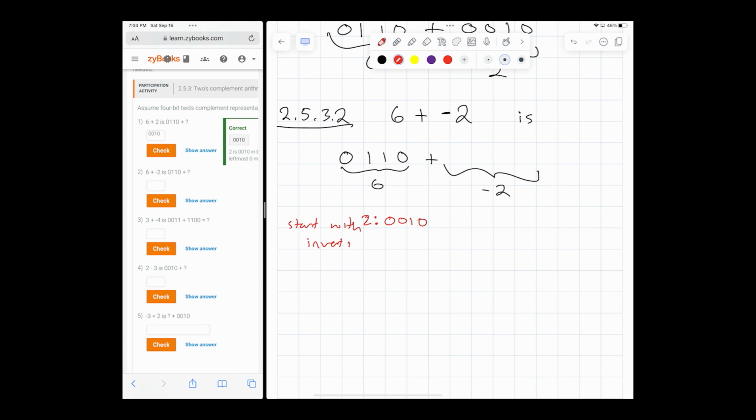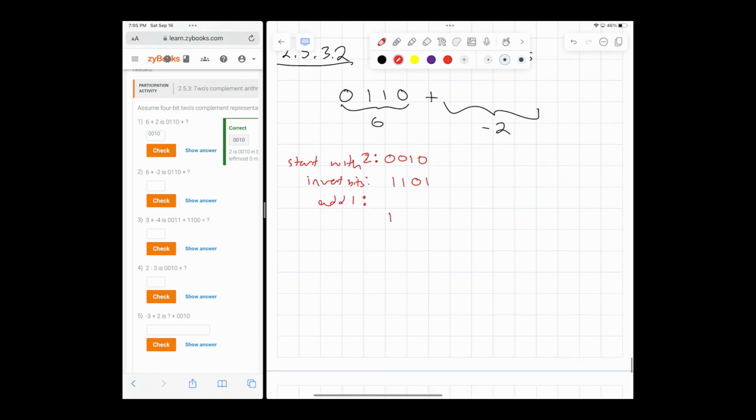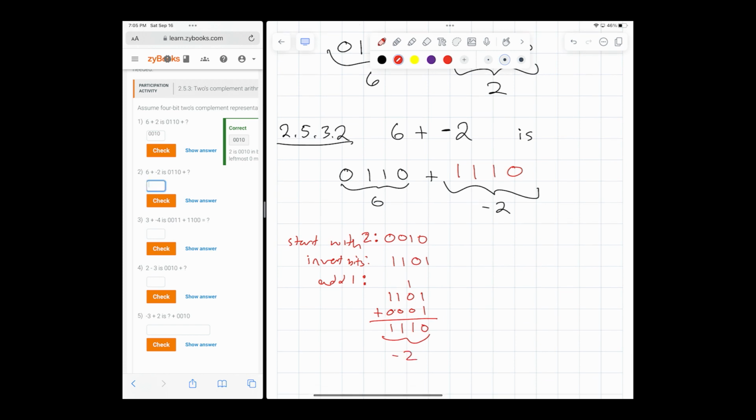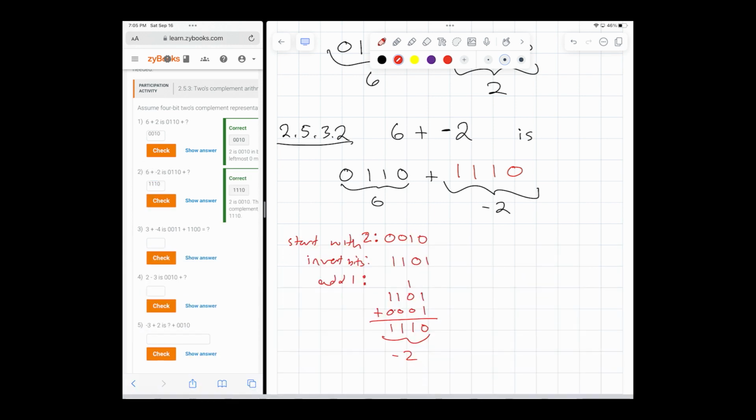Invert the bits. So 1, 1, 0, 1, and then add 1. So you got 1, 1, 0, 1 plus 0, 0, 0, 1. 1 plus 1 is 2, so 0, 1. 1 plus 0 plus 0 is 1, 1, 1. So you end up with 1, 1, 1, 0. So that'll be the minus 2. Okay, so that's all you're doing here.